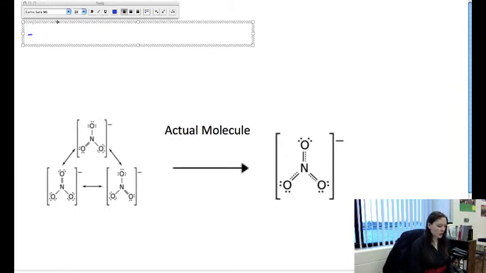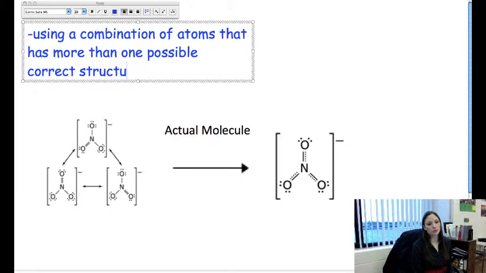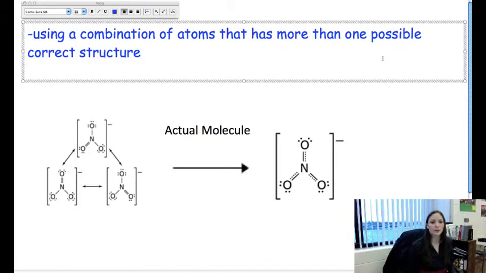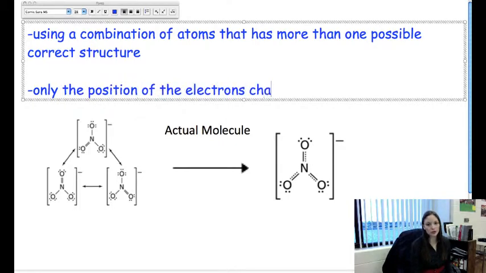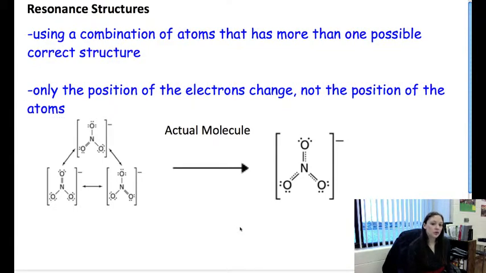Resonance structures are just when you are using a combination of atoms that has more than one possible correct structure. So this is always a good thing for people because they're glad that they can have more than one right answer, okay? But the key thing about this is that only the position of the electrons change, not the position of the atoms. So we're not changing how they're hooked together. We're just changing where the electrons are located.